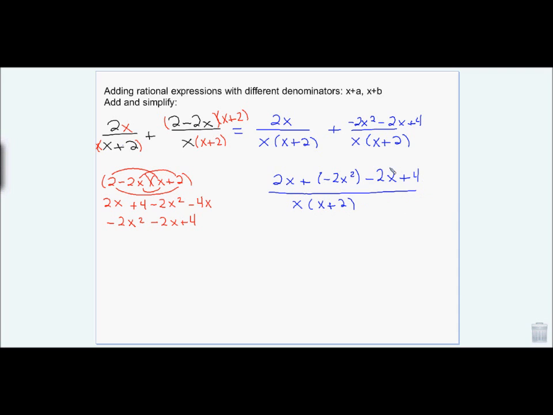Now I do have some like terms here. I have 2x and negative 2x. Those are going to cancel each other out. And so I have negative 2x squared plus 4 over x times x plus 2.